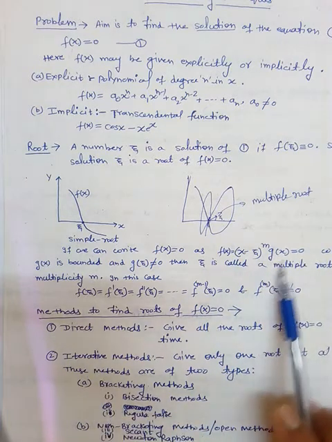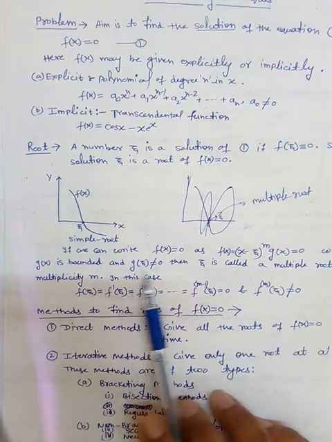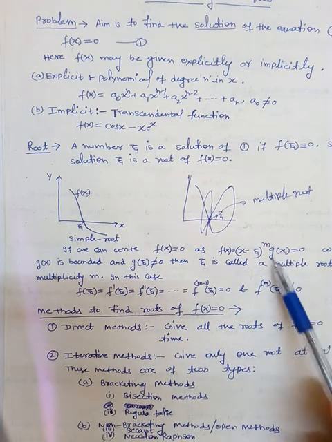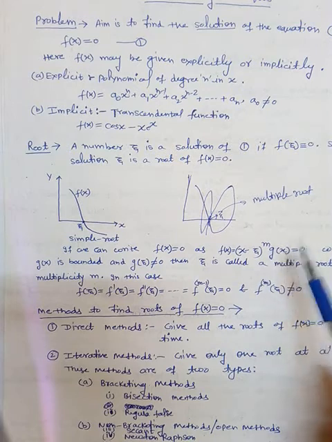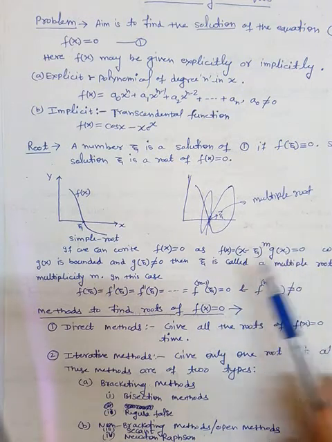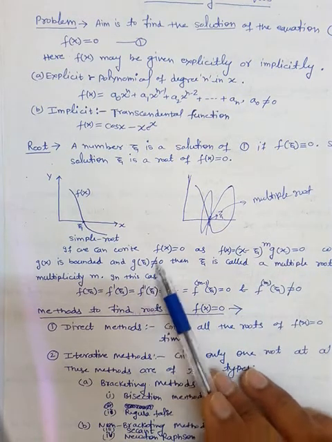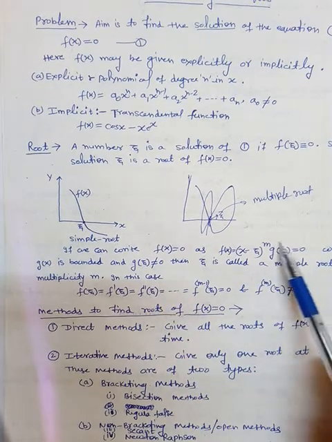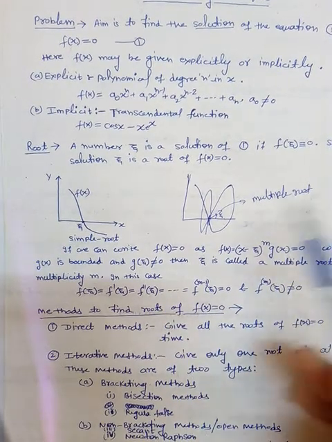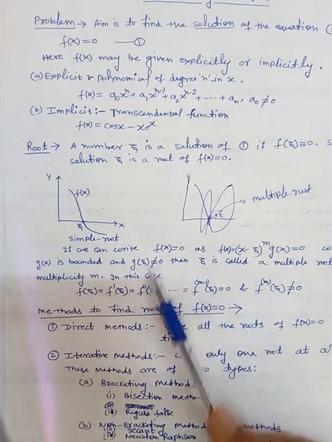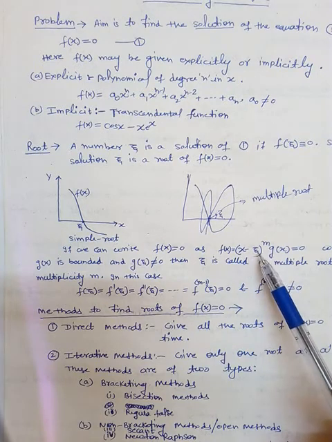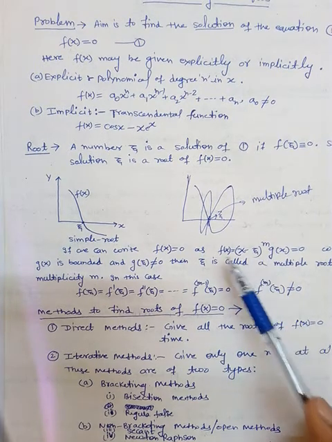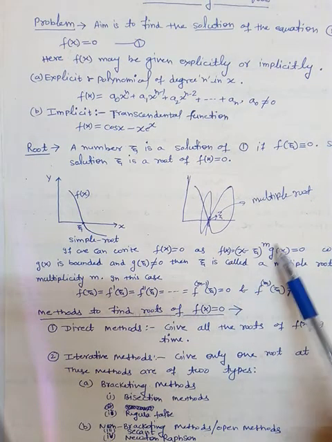And g of x is what? g of x is bounded and g of xi is non-zero, because if g of xi is 0, then obviously you can extract x minus xi again. So x minus xi is repeated a number of times, and still we are getting g of xi non-zero. This means we have taken all the factors from this, and that's why all those factors are multiple times. So that's why x minus xi is raised to the power m. That means we can say that xi is a root of this problem with multiplicity m.